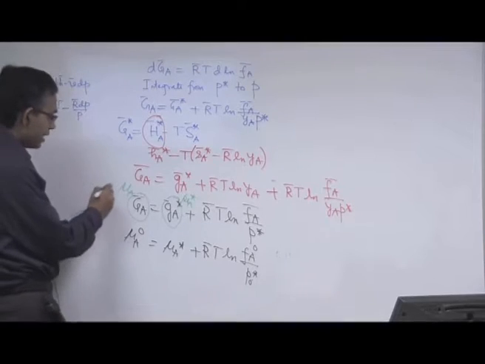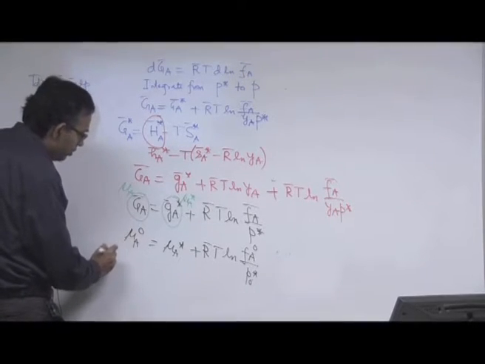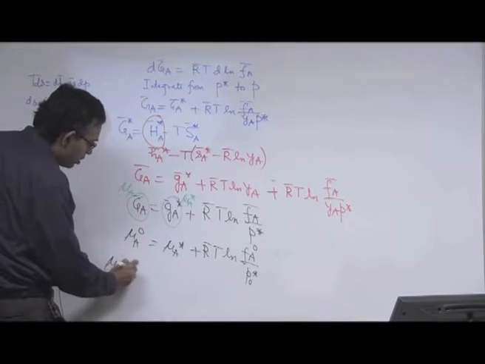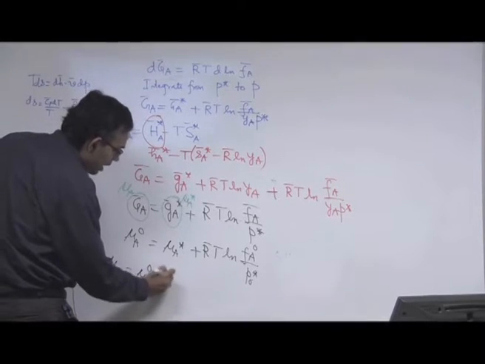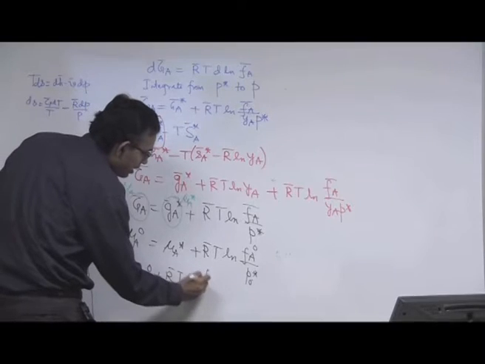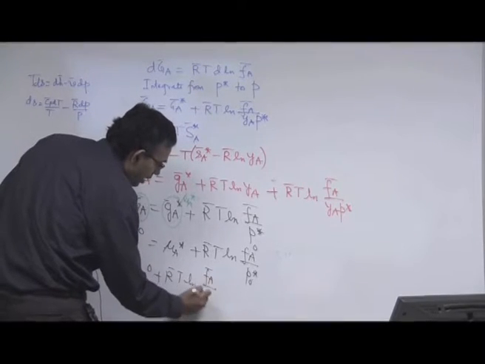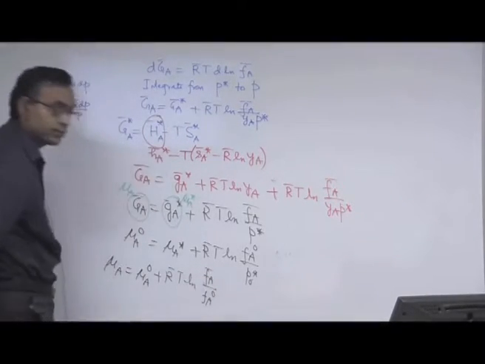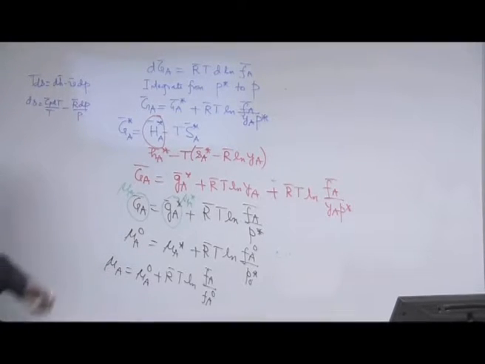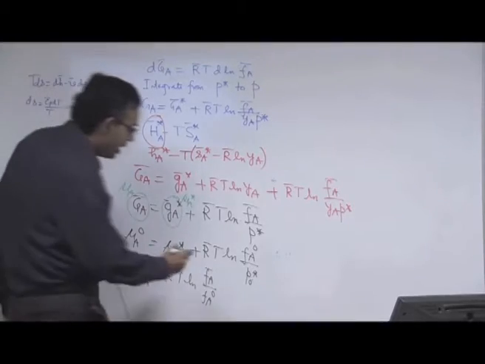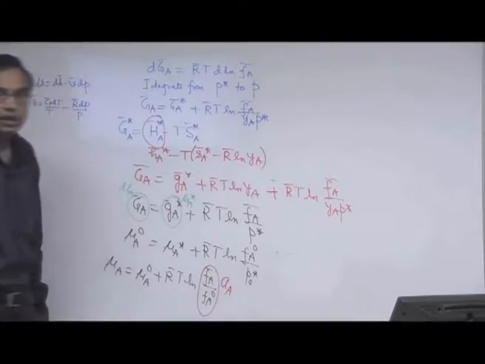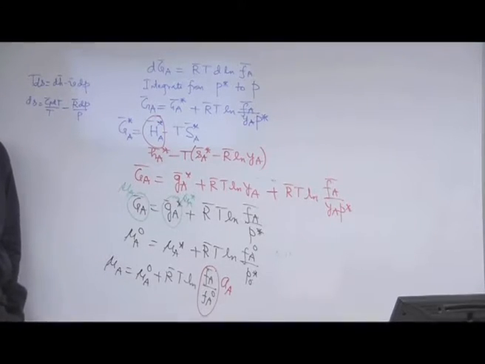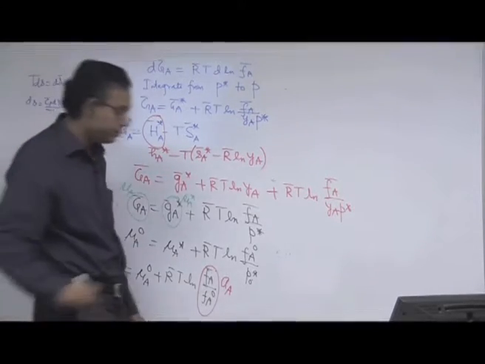So if you subtract these two, then what you will get, mu A is equal to mu A0 plus RT ln F bar A by FA0, right. This ratio F bar A by FA0 is known as the activity of the component A in the solution. This is called activity.